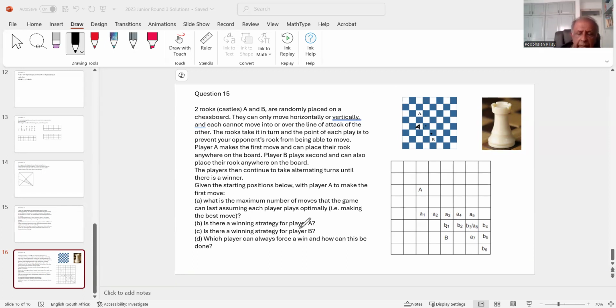Is there a winning strategy for player A? Yes, he moves along the same diagonal as B. Is there a winning strategy for player B? No, player B cannot win because he plays second. And as long as he plays second, A will push him into this.